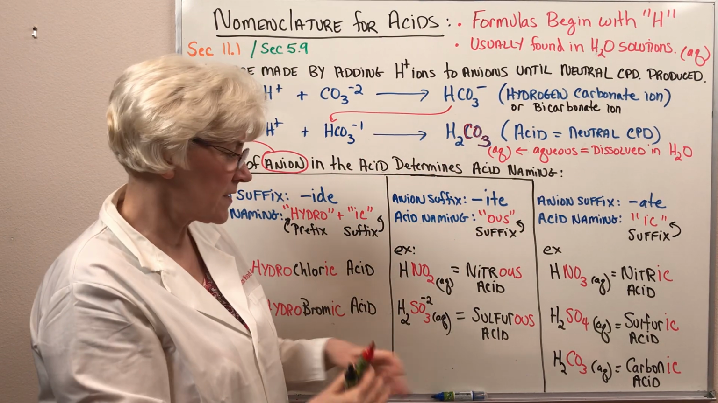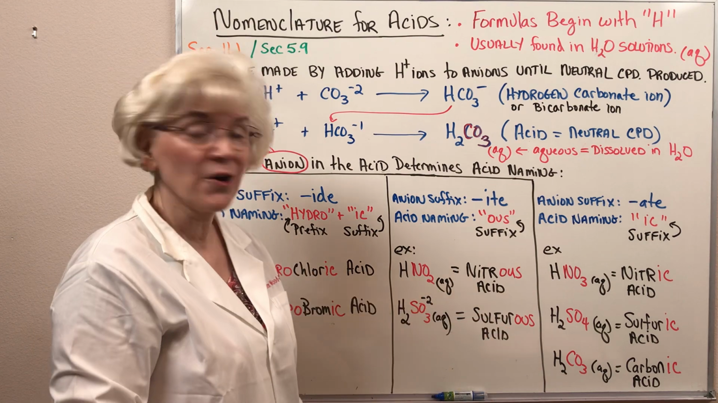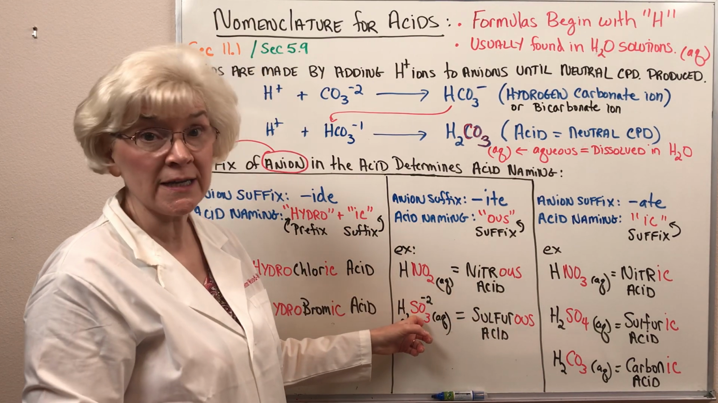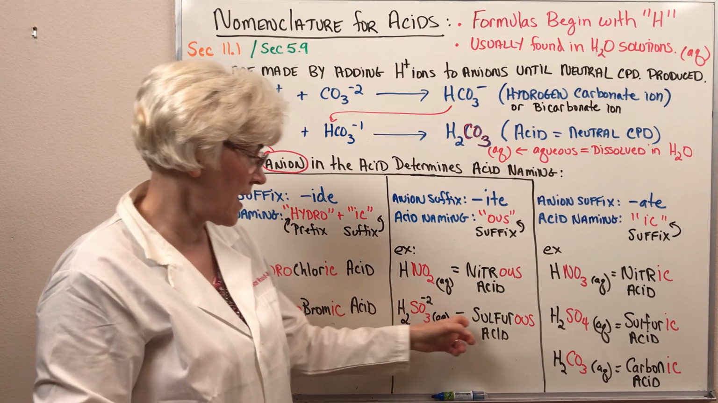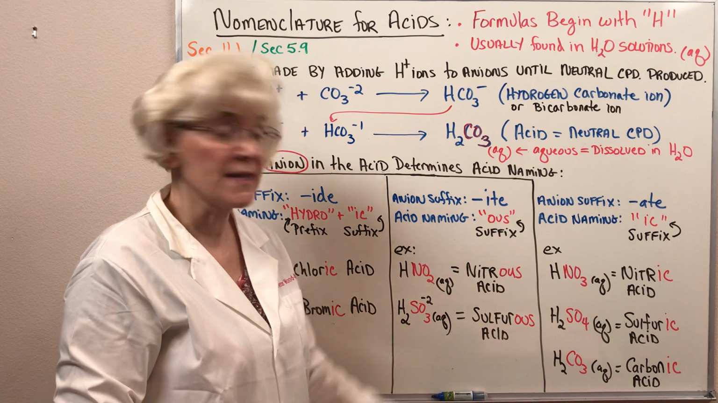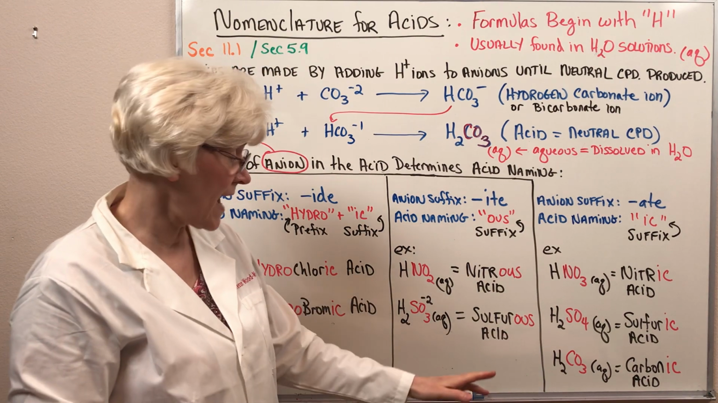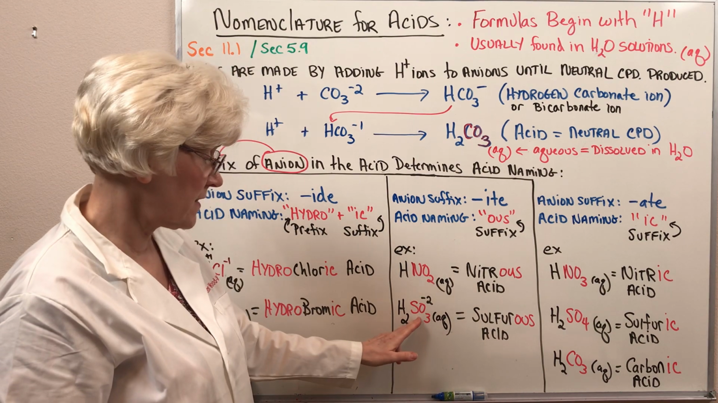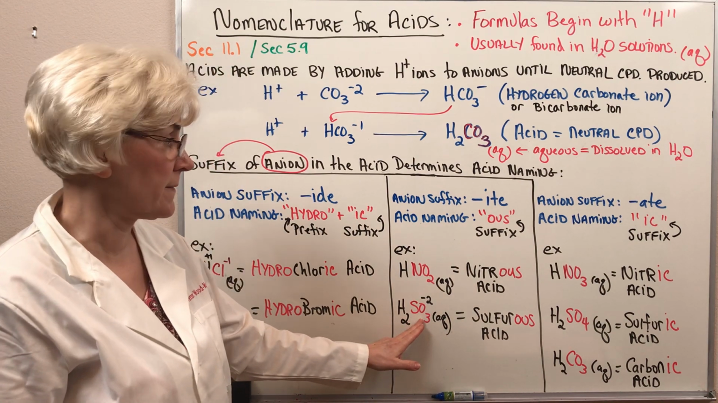Sulfus sounds kind of funky. So we're going to use the name of the element sulfur, it is a sulfur oxyanion, and call this acid sulfur, and then there is the OUS ending, sulfurous acid, containing the sulfite anion.